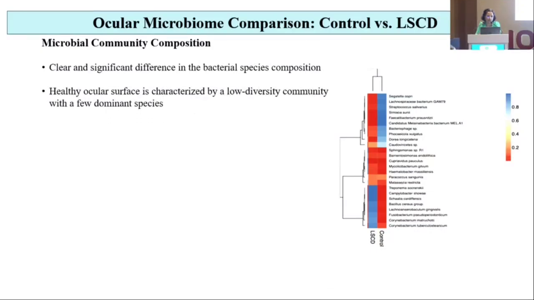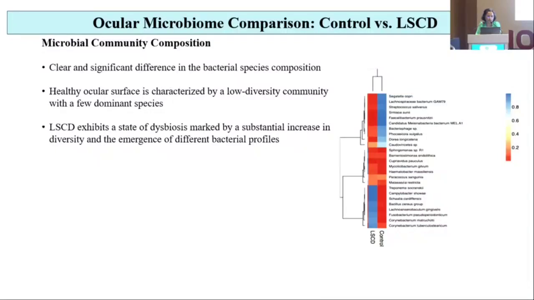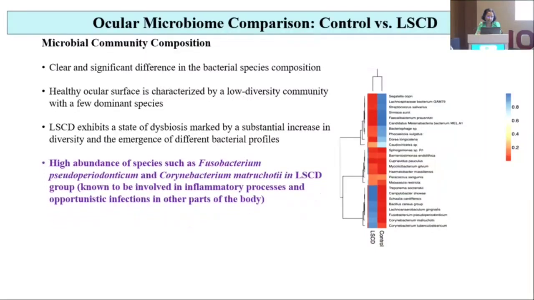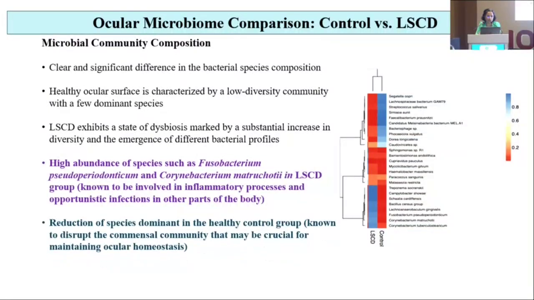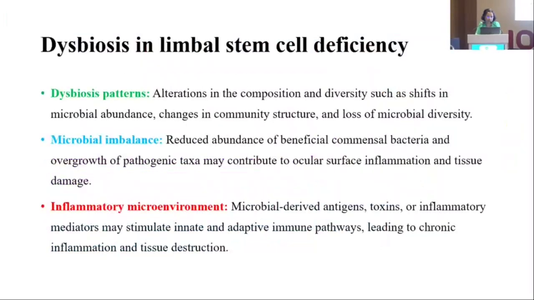The healthy ocular surface is characterized by a low diversity community with few dominant species. In contrast, in limbal stem cell deficiency, you have a marked dysbiosis, meaning there's an increase in the diversity and emergence of new different bacterial profiles. In the patients that we studied, we found a high abundance of species like Fusobacterium and Corynebacterium matruchotii, which are associated with inflammatory processes elsewhere in the body. And there was a reduction in the core microbiome, or the normal commensal community that is present. That is the reason for disruption of the ocular homeostasis in these patients.